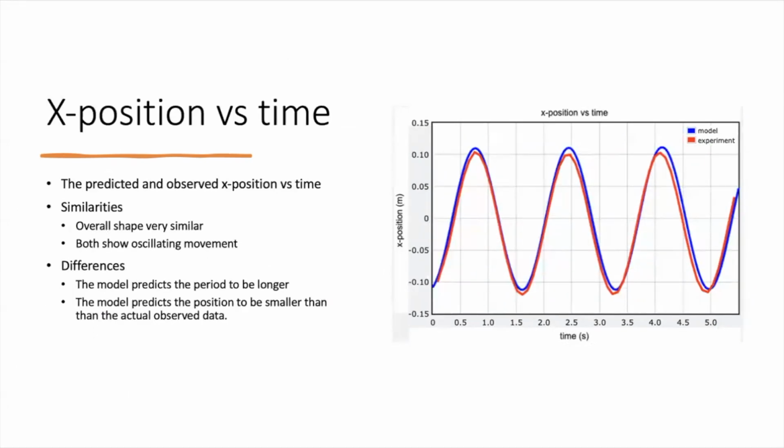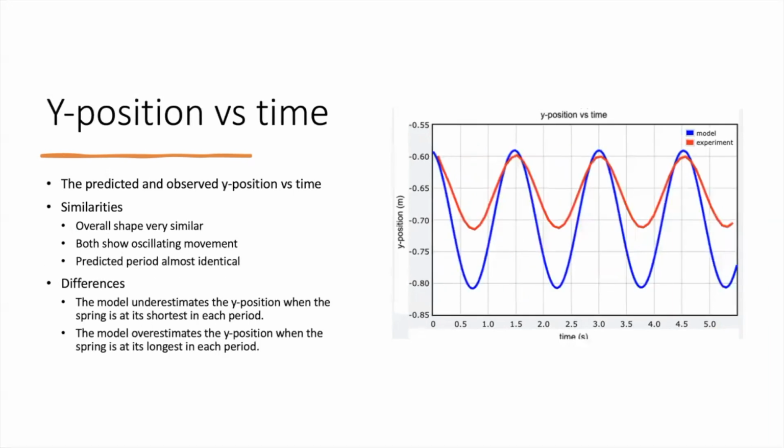The x position versus time graph shows the predicted and observed x position versus time. The similarities between the two are that the overall shape is very similar, and both show oscillating movement. And the differences are that the model predicts the period to be longer, and the model predicts the position to be smaller than the actual observed data.